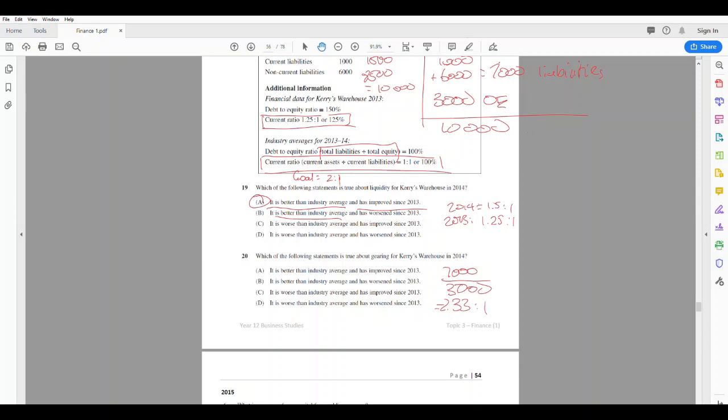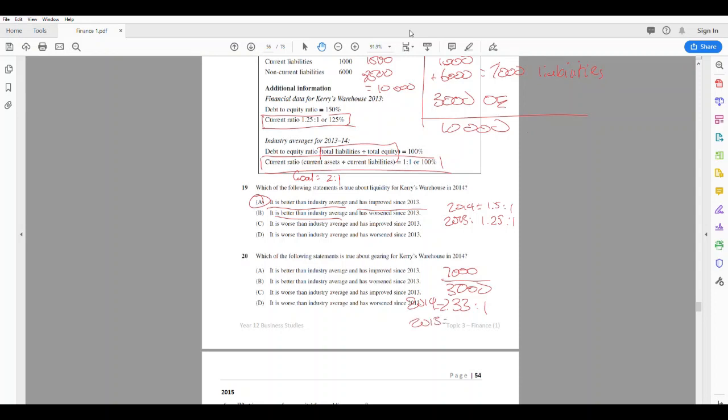Now, 2.33 is very high. You do not want to more than double the amount in debt in terms of how much you actually put in. Okay, that's not a really good geared business. We really want that a lot lower because if things happen, we don't really have enough money to pay off our debts well. So 2.33 is our 2014 answer.